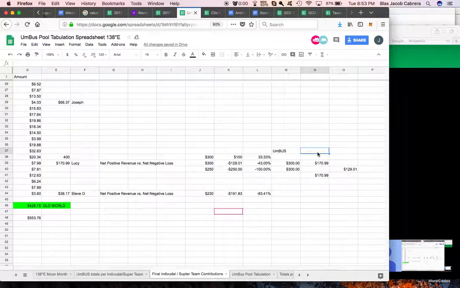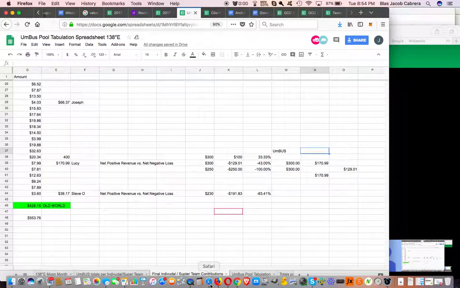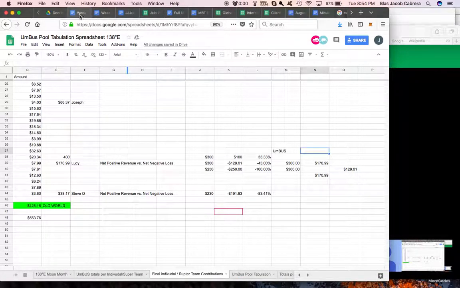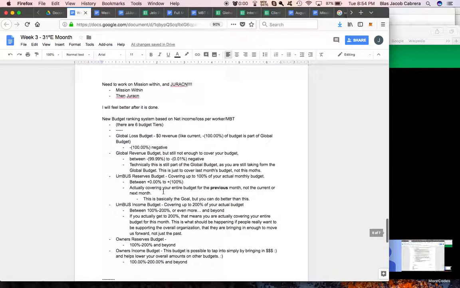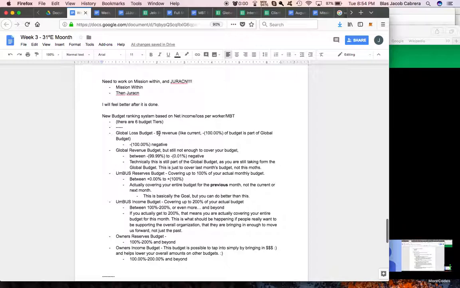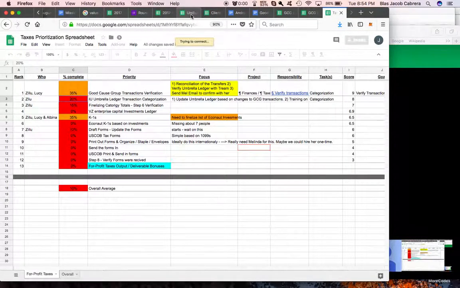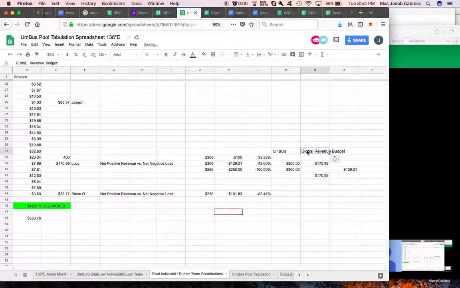One is going to be... I have names for all these layers. Let me quickly get the names. It'll be helpful. We'll go over all of this together later. So the worst is the global loss budget. So the global loss budget is 100% negative. Then you have the global revenue budget. So Lucy is obviously already into the global revenue budget, which would be this one.